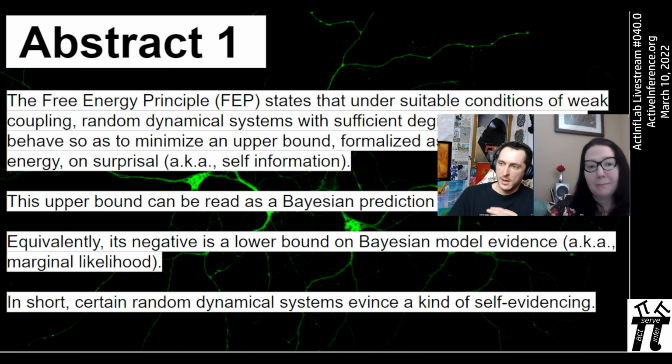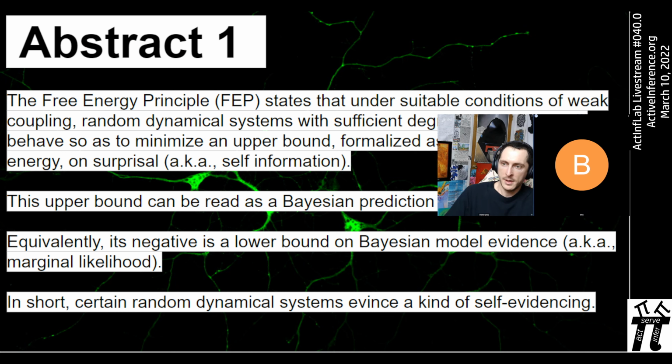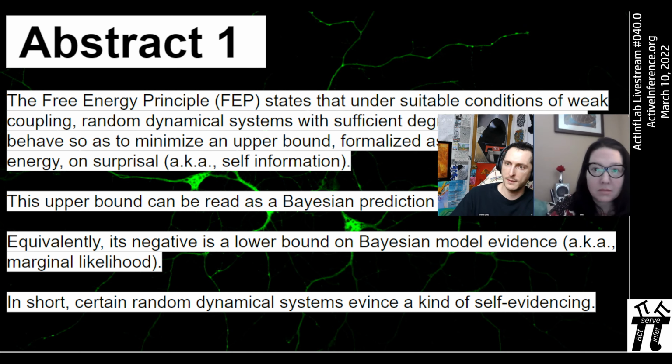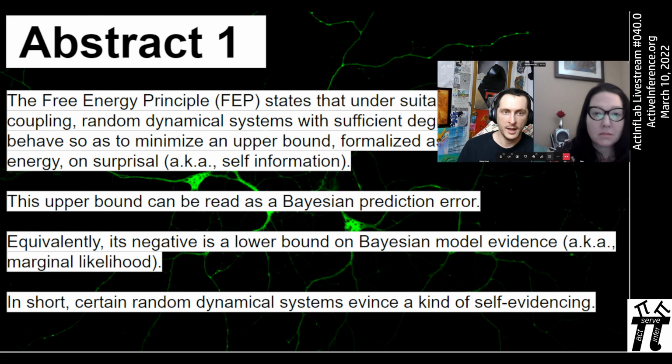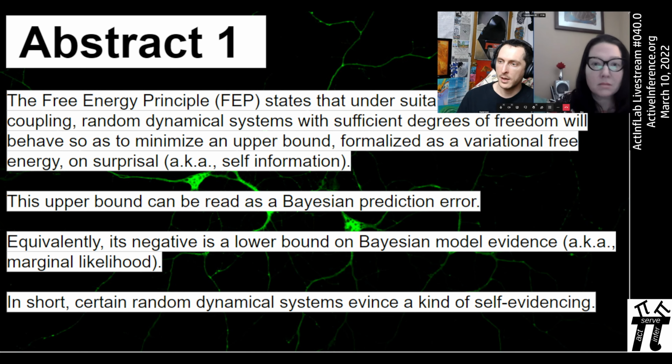All right. The free energy principle, or FEP, states that under suitable conditions of weak coupling, random dynamical systems with sufficient degrees of freedom will behave so as to minimize an upper bound, formalized as a variational free energy, on surprisal, also known as self-information. This upper bound can be read as a Bayesian prediction error. Equivalently, its negative is a lower bound on Bayesian model evidence, also known as marginal likelihood. In short, certain random dynamical systems evince a certain kind of self-evidencing.